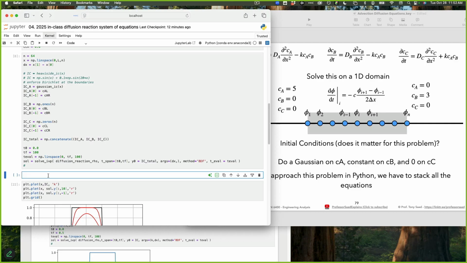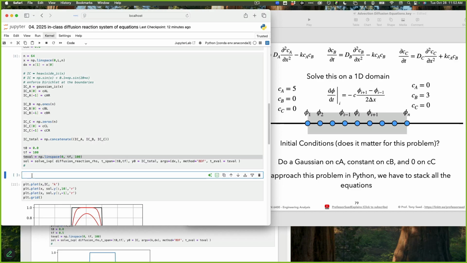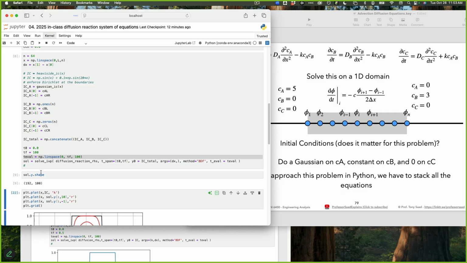It contains all of the equations, 3 times n, at all the times. So we have 100 time steps from t_eval and 3 times n, so 3 times 64. So let's see, sol.y.shape. It's 192 by 100. So 192 is 3 times 64, right?